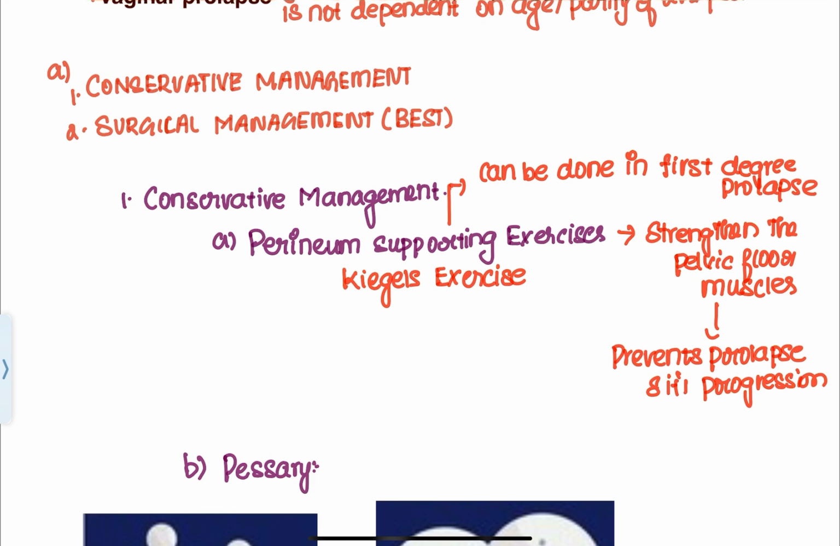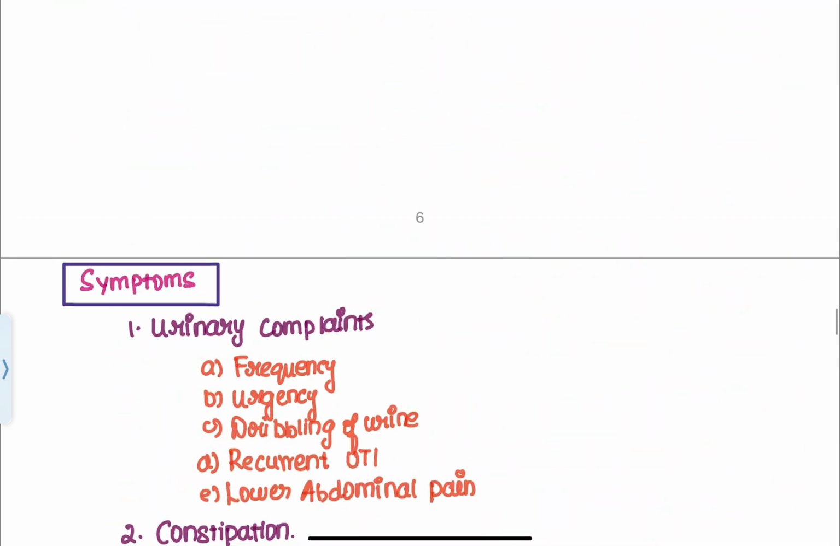So with respect to surgical management, which is the best management, and the management of vaginal prolapse, those will be dealt with in detail in the next module.